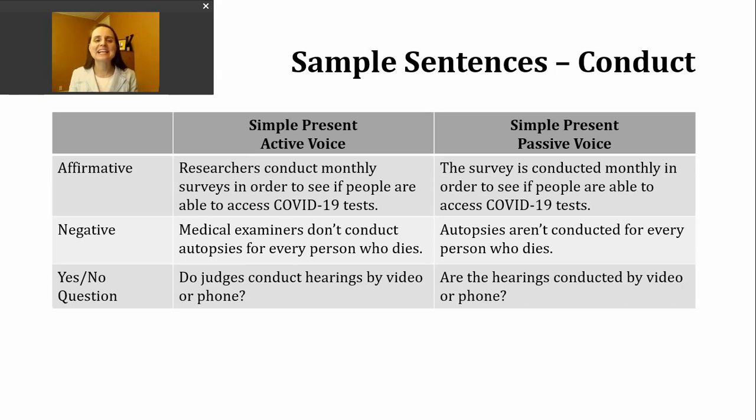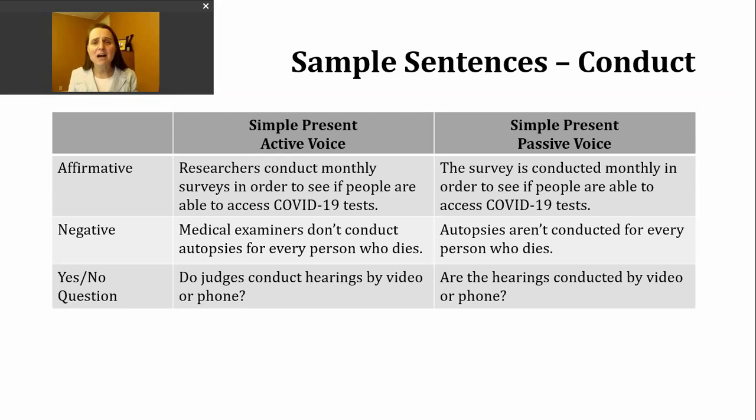Next, let's take a look at negative sentences. In active voice, to make a negative simple present sentence, we're going to use do not and then the base verb, or does not and the base verb. You might hear the contraction forms don't or doesn't from native speakers. Here's an example sentence. Medical examiners don't conduct autopsies for every person who dies.